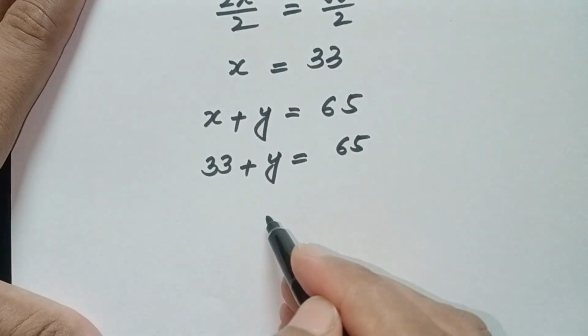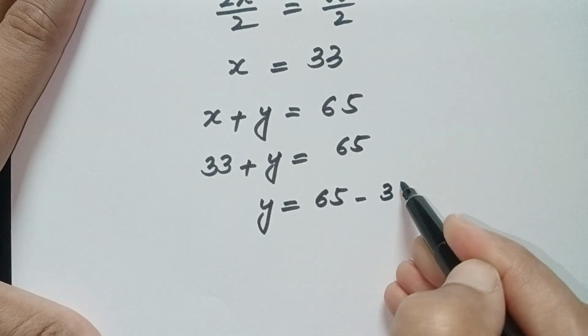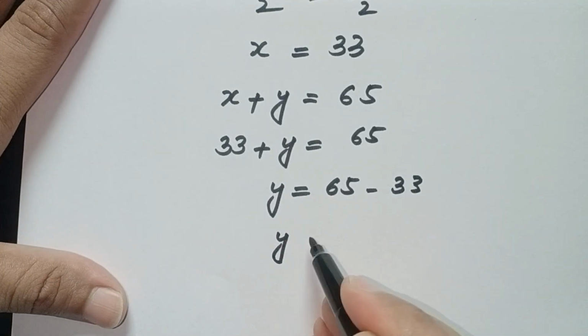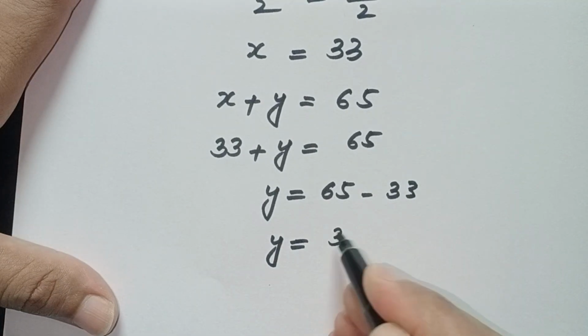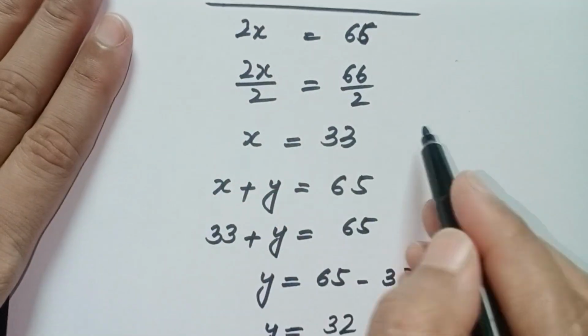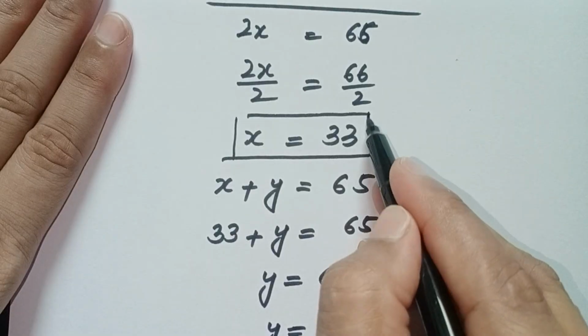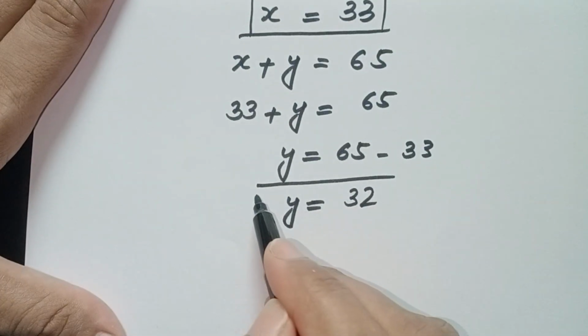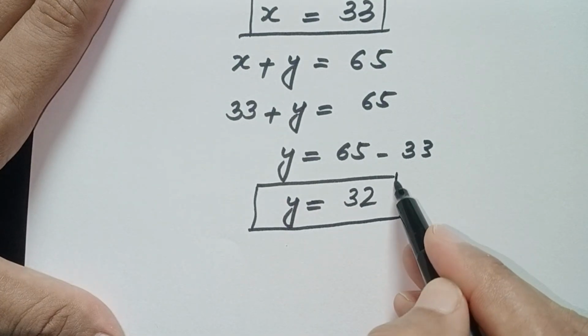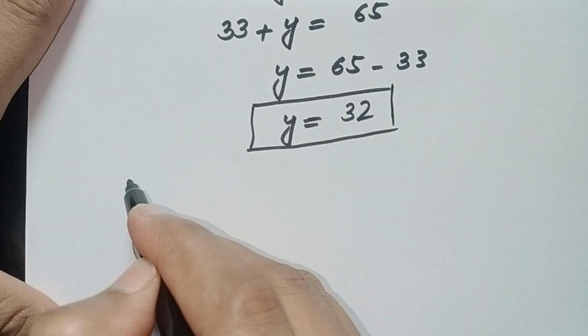So from here we will get y is equal to 65 minus 33. So from here we will get y is equal to 32. So here we have the value of x, which is 33, and the value of y, which is 32. For the second case, now these values are from case 1.